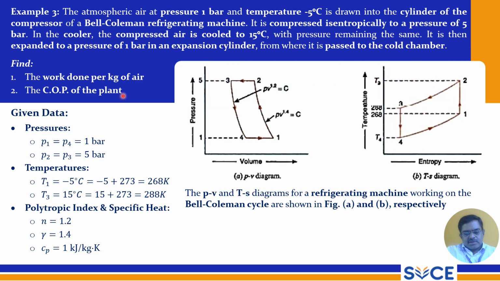And these are the PV and the TS diagrams, and you can see here this is T1, that is 268 Kelvin, and T3, that is 288 Kelvin. So these two are known temperatures, and T2 and T4 are unknown, which we need to find here. The polytropic expansion is PV^1.2 equal to C, for polytropic compression and expansion.